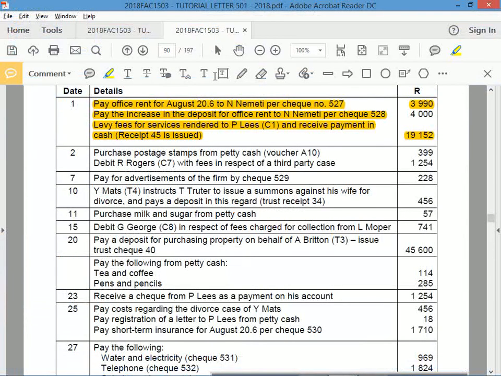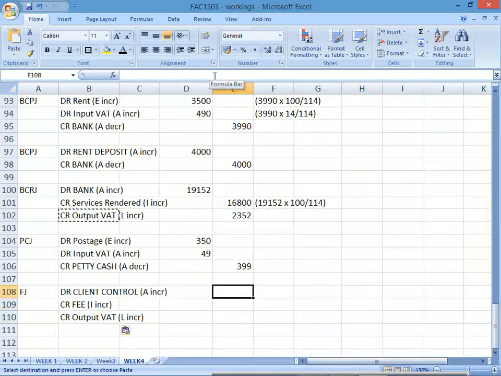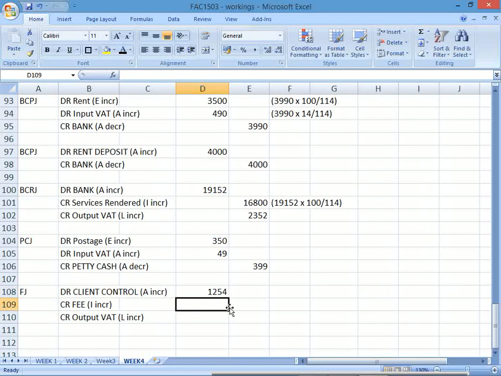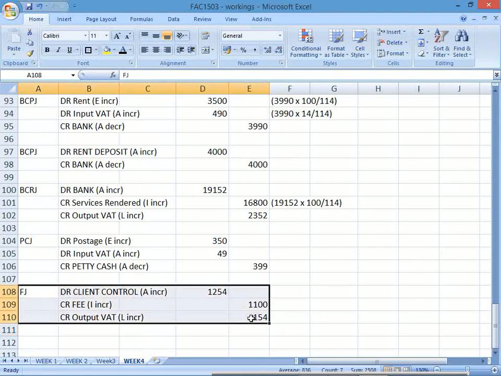Right, what was the amount? 1254. 1254 is what the client owes us. Split out the fee. Take out the VAT. Get the VAT exclusive. There's the one figure. Minus gets the VAT. There's the VAT. So that's for the fees journal.